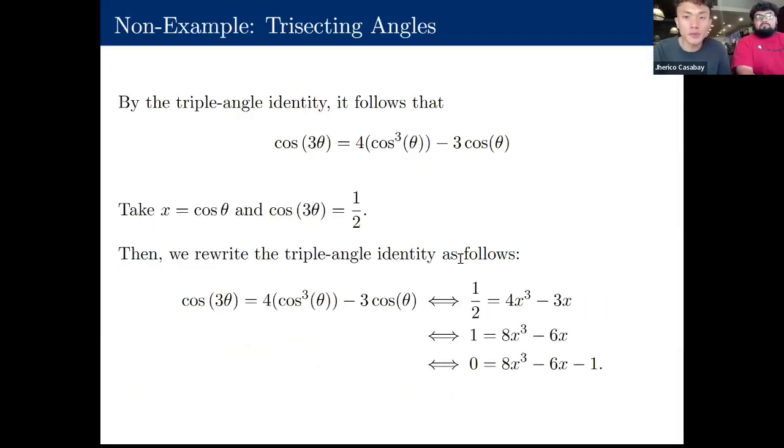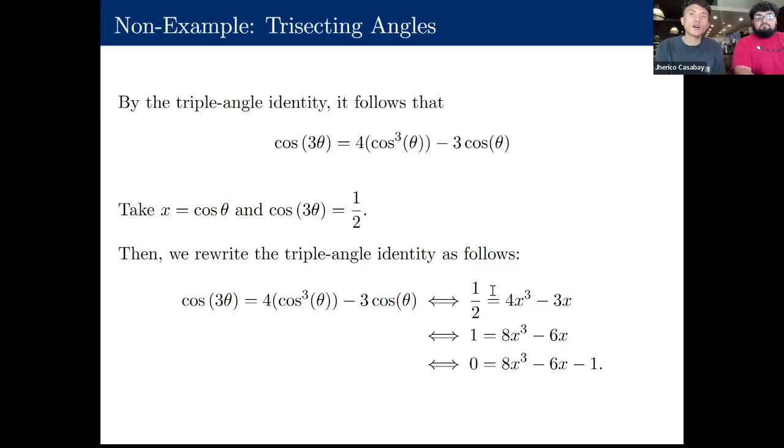Then we're going to use the triple angle identity and take cosine 3 theta to equate to something on the right-hand side. For simplicity's sake, we're going to take x to be equal to cosine theta, and then we're going to take cosine 3 theta to be equal to 1 over 2. When we rewrite our triple angle identity, we get the following on the right-hand side: 1 over 2 is equal to 4x cubed minus 3x.